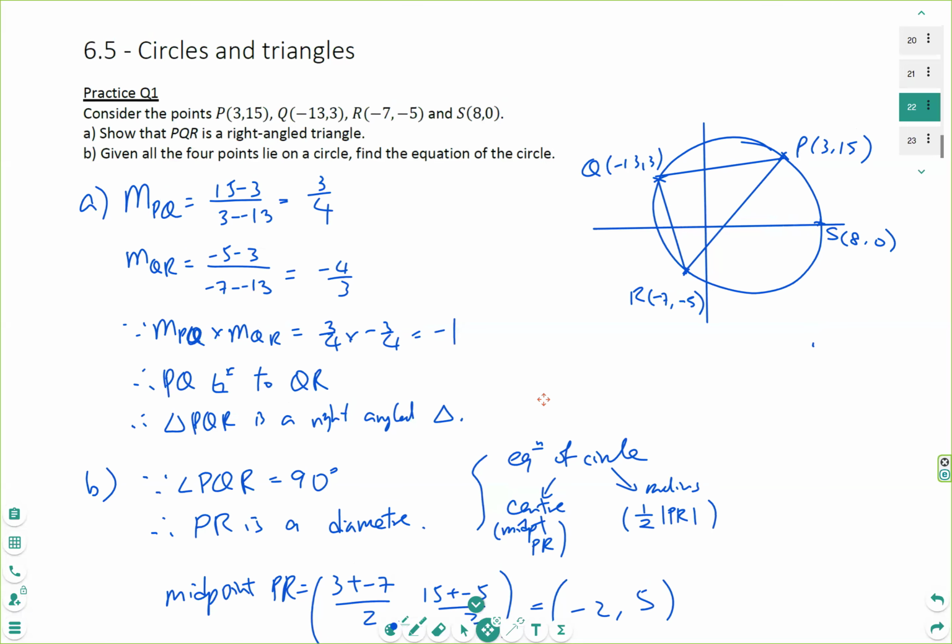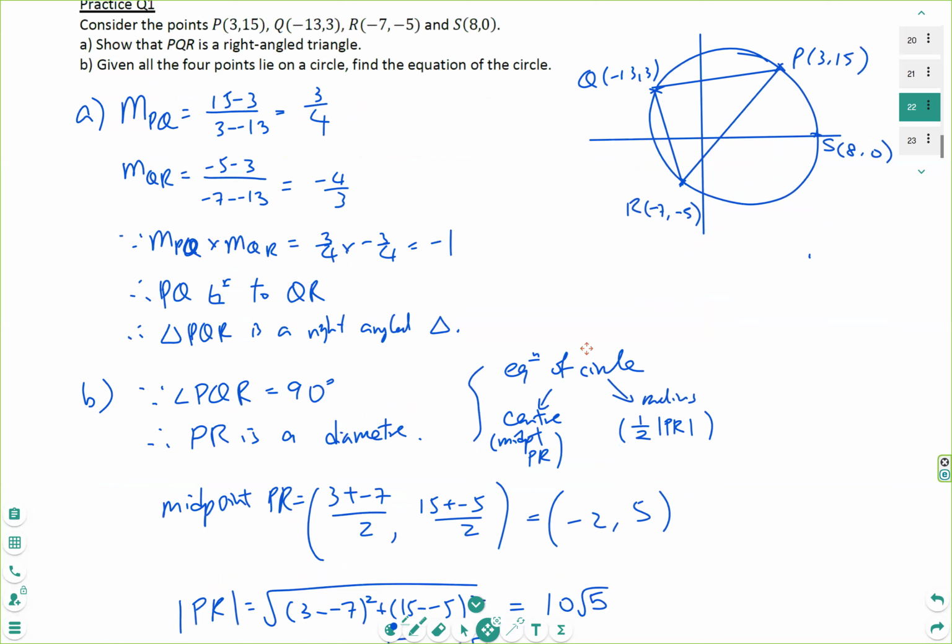Here's the answer. If you wonder whether you did the whole thing without using S, then you are correct. S is useless. To show PQR is a right angle triangle, use the gradient. You show the two gradients, when multiplied by each other, equal minus 1. Then therefore PQ is perpendicular to QR, and therefore triangle PQR is a right angled triangle. The statement that all four points lie on the circle is not needed, because you don't need S.